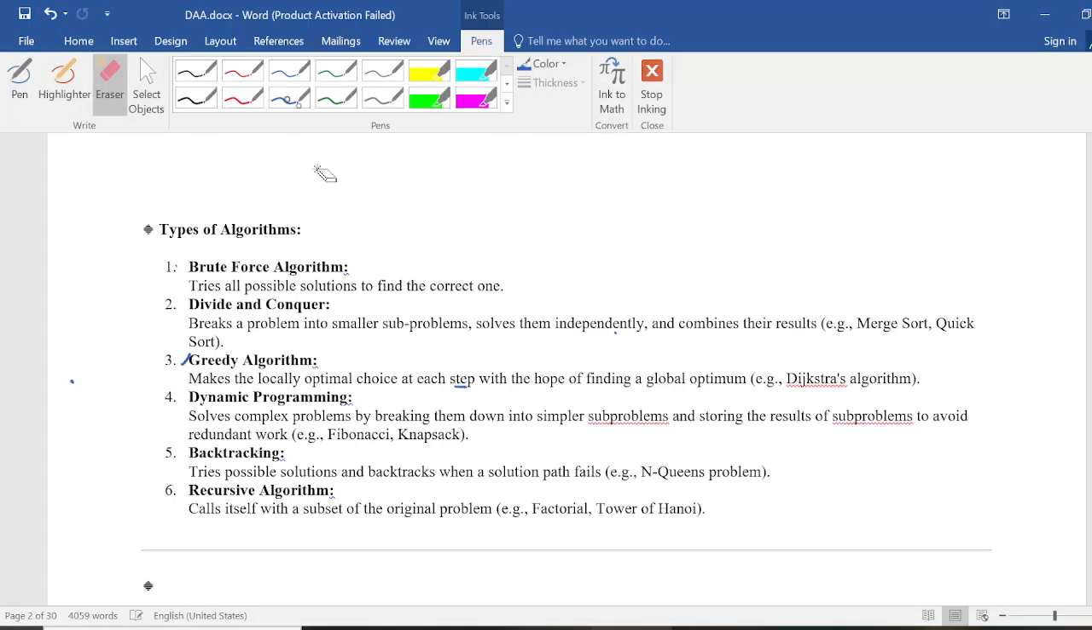So backtracking is an algorithm that tries possible solutions and backtracks when the solution path fails. As the definition implies, this algorithm first divides the problem into steps, and if the solution of step 1 is correct, then it will move forward. If the solution to step 2 is not correct, then it will backtrack or delete this solution and then move forward to another step. This is called backtracking.